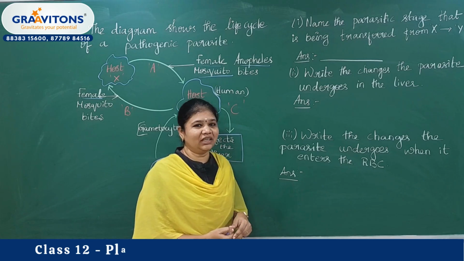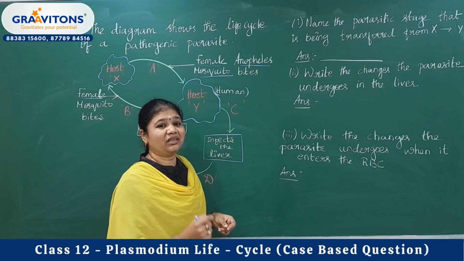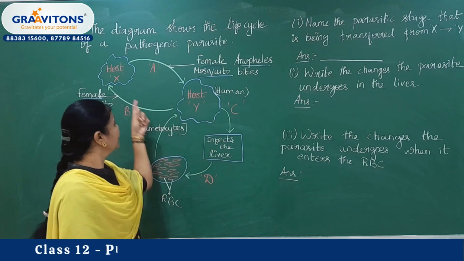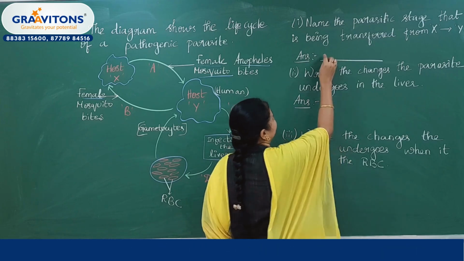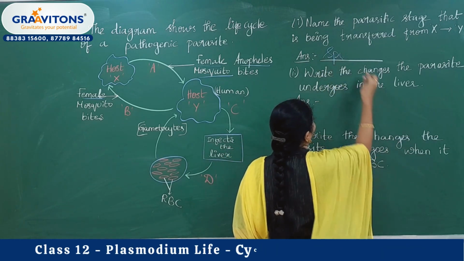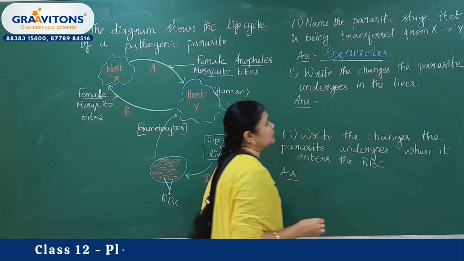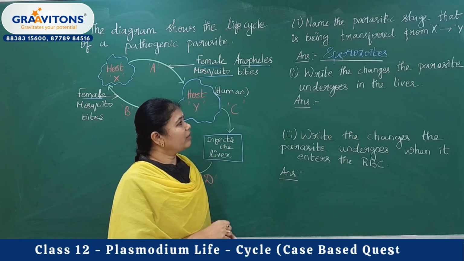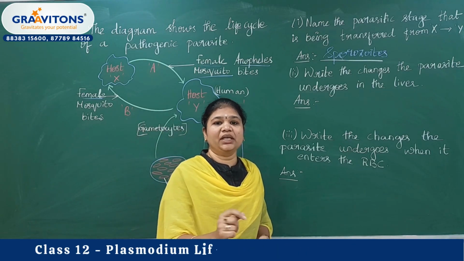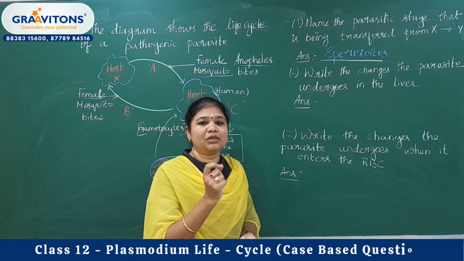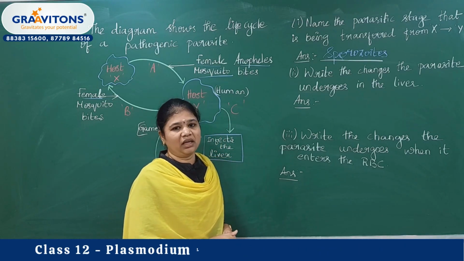So now let us solve the questions related to this case study. First question, name the parasitic stage that is being transferred from X to Y. X to Y is from female Anopheles mosquito to the human beings. The infective stage for human beings is the sporozoite. So this is an important thing. Second one, write the changes the parasite undergoes in the liver. As we have already discussed, it asexually multiplies and starts to burst out of the liver cell and release of pathogen happens. So asexual multiplication in the liver cells.